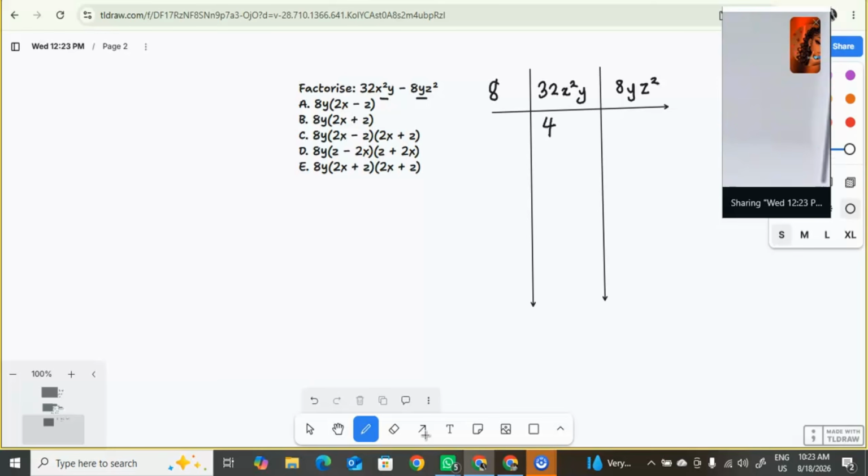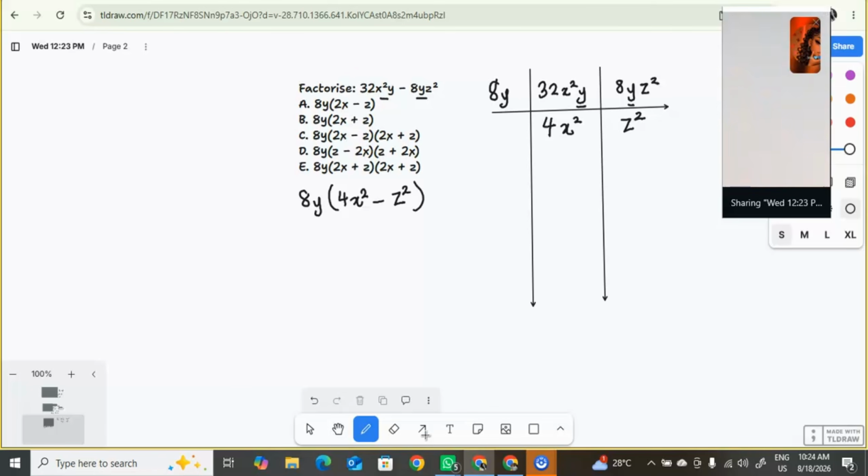And then what is common to the letters? The letters here, we have y, and then we have y. So if we pick out that y, what will be remaining here will be x squared, and over here we'll have z squared. Now that we have gotten the HCF, we can easily write 8y in brackets. What is remaining for this is 4x squared, and then we have minus z squared.